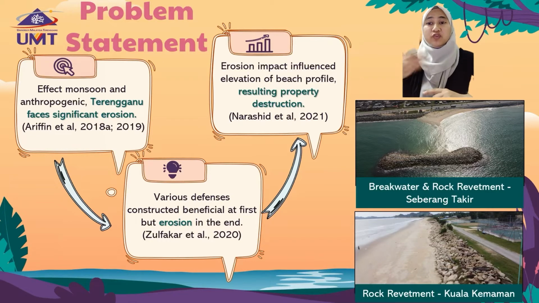For sure, the government took actions such as a groin at the UMT and also a rock embankment at Seberang Takir. And for sure, at first, both constructions brought benefit, which is they can reduce the erosion, but in the end, they bring erosion. Here we can see that with the erosion, it can lead to a decrease of the beach elevation and also result in the destruction of property.